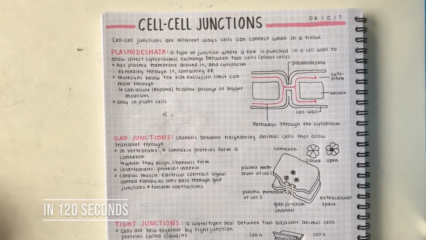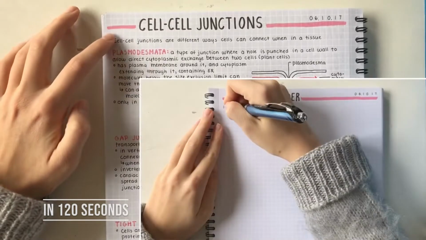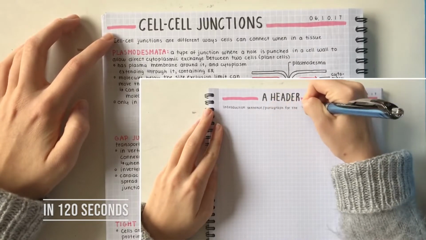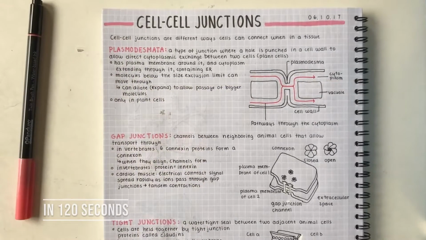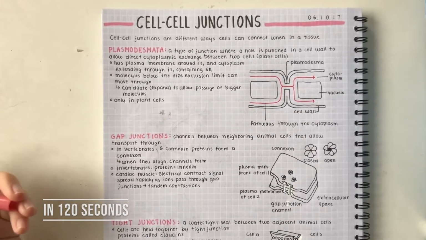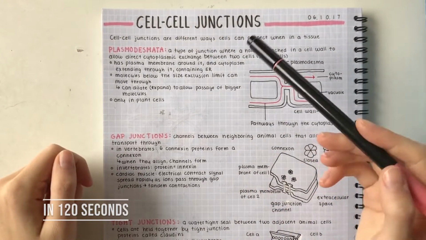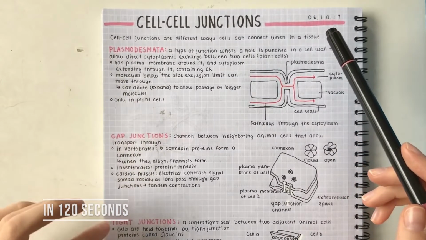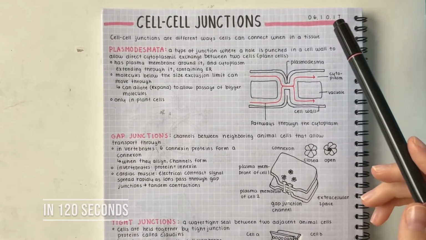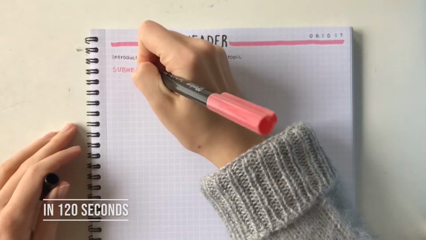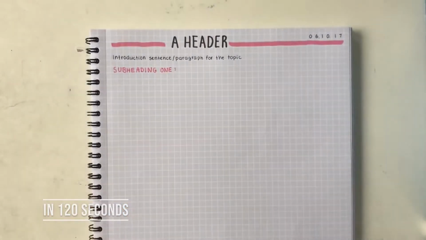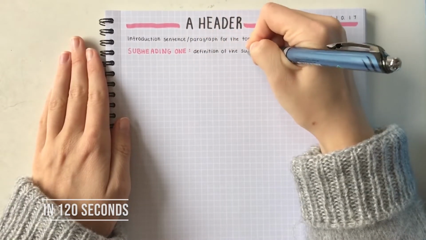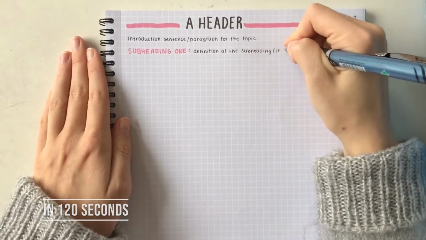Then I will write a small introduction, often just a sentence, on the topic that I will be taking notes on. Now it's time to start on the actual paragraphs, and I like using the same colored pen as I did on the heading to write these subheadings for each of the paragraphs. If the current subheading has a specific definition, then I will start the paragraph by writing that.